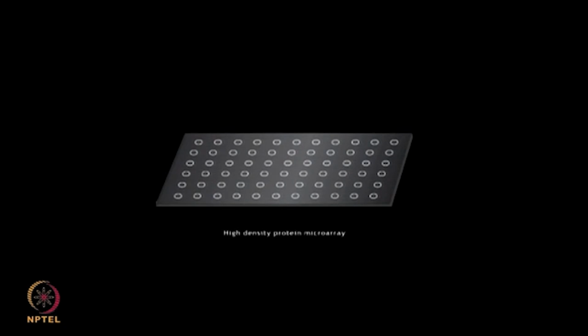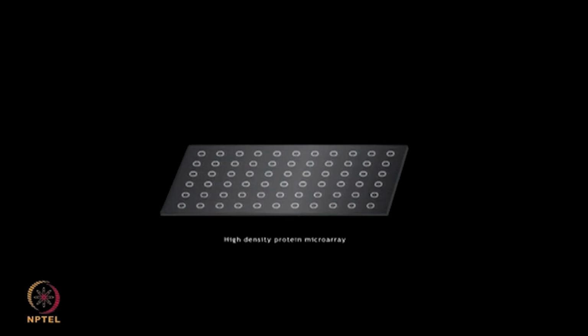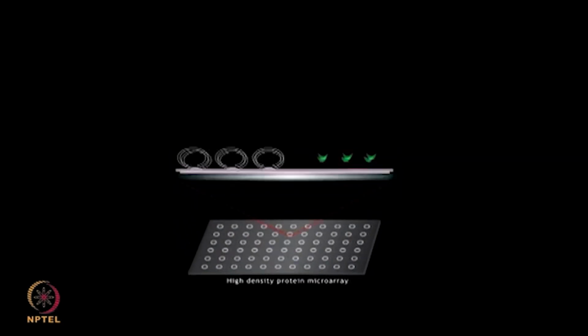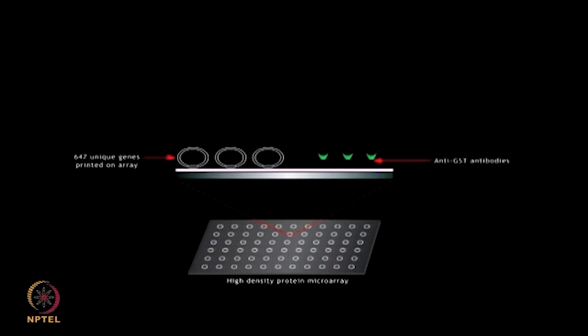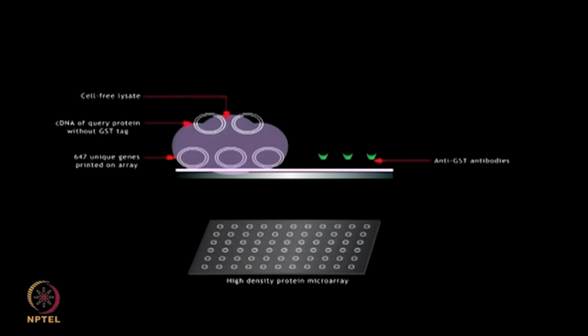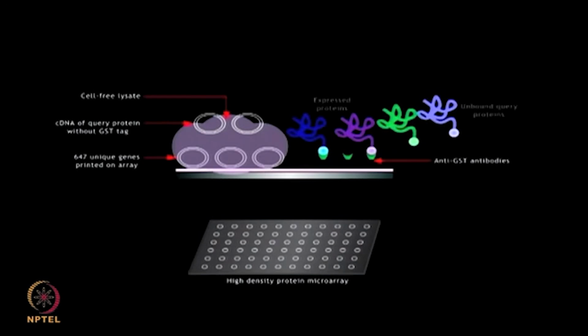High density NAPA approach for studying well characterized gene pairs, study by Ramachandran et al. 2008. In this study, the authors made use of high density nucleic acid programmable protein arrays to study protein-protein interactions. 647 unique genes were printed onto the array surface and expressed by adding the cell-free expression based system.